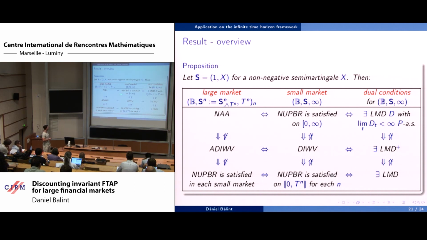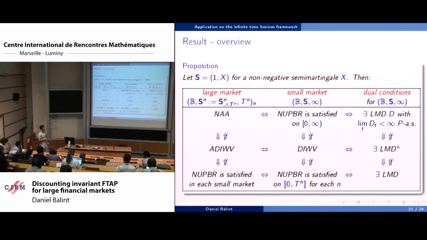And here we can very nicely compare the classical notions in an asymptotic manner, the classical notions in a non-asymptotic manner, and our concepts. So there are three rows of equivalent notions: in a large market sense, in a small market sense, and of course a dual condition. And the first row, the strongest, is no asymptotic arbitrage in a large market sense, which is equivalent to NUPBR in a small market sense, of course, only for this very special large market framework. This is important to keep in mind.